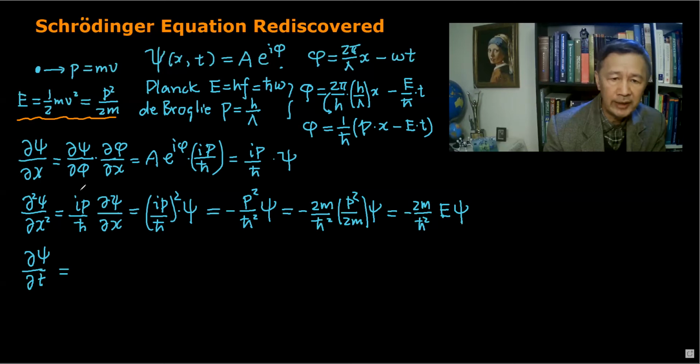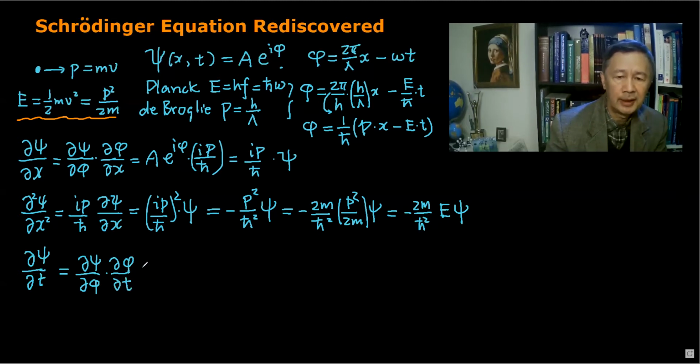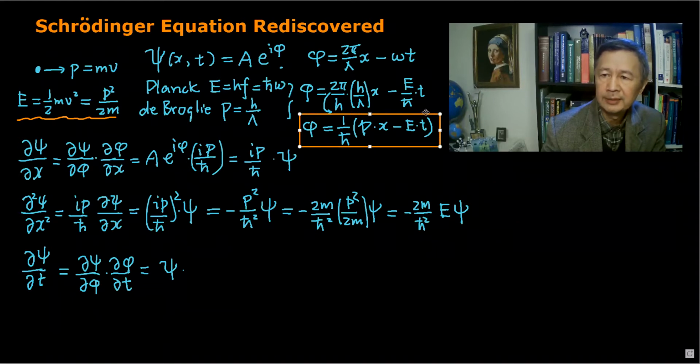Again, we can apply the chain rule, that is partial psi over partial phi, multiplied by partial phi over partial t. The first term is just the wave function itself. And for the second term, we use the formula for the phase; perhaps I need to highlight this formula for the phase because we use it again.